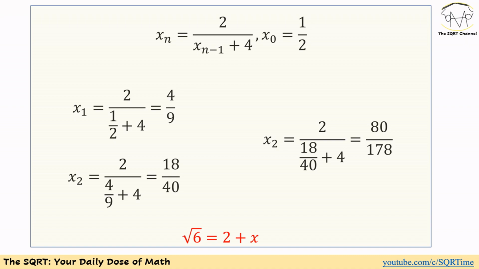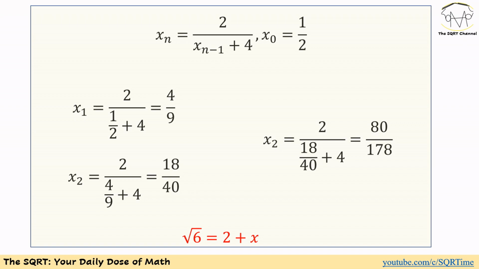Let's take a look at the fraction that we found. We wrote x_n = 2/(x_{n-1} + 4), and we started with x_0 = 1/2. So if we put in x_0 and find x_1, we are going to end up with 4/9. If we use 4/9 and then find x_2, we will end up with 18/40. And if we repeat this, we are going to end up with 80/178 for x_3.